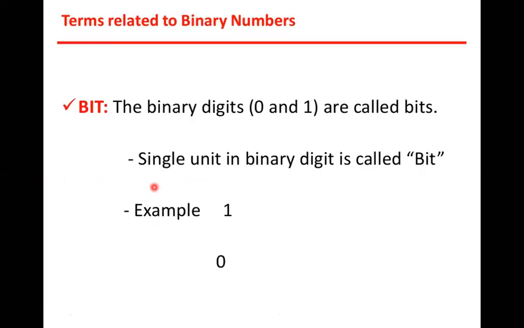We said that each digit in the binary number system is called one bit. So the binary digits 0 and 1 are called bits. A single unit in a binary number is called a bit. It means this 1 is a bit, this 0 is a bit.